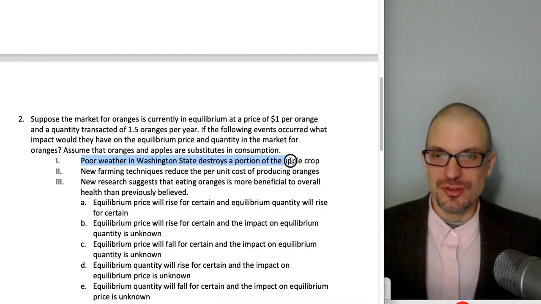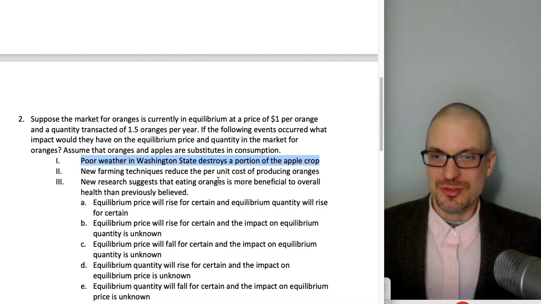Just looking at these, right? Poor weather in Washington state destroys a portion of the apple crop. Oranges and apples are substitutes in consumption. This is going to lead to a decrease in supply of apples that's going to raise the price of apples. A higher price in apples is going to decrease the quantity demanded for apples, and it's going to increase demand for oranges. That'll tend towards a higher price and a higher quantity.